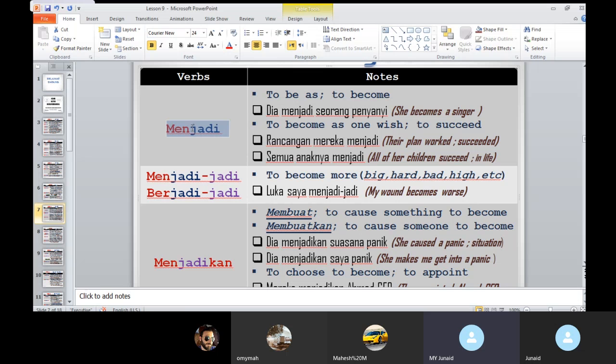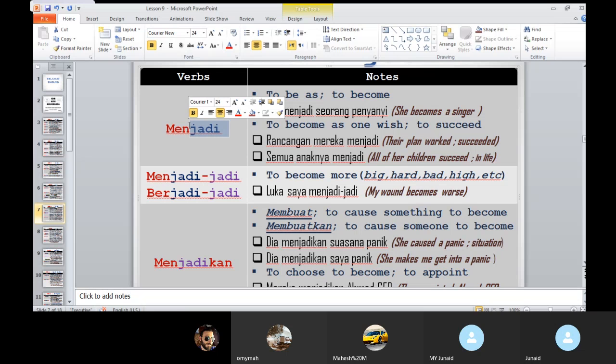Awak nak jadi apa bila besar? So what do you want to be? What do you want to become when you grow up? We use jadi, to become. You might hear this a lot in spoken Malay. Awak nak jadi apa? What do you want to become? Who are you going to be? Jadi.